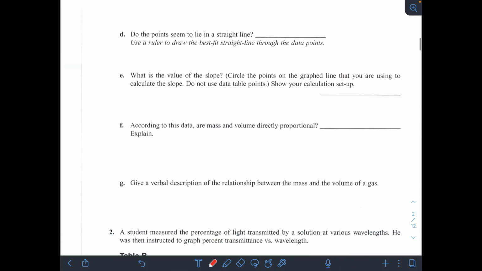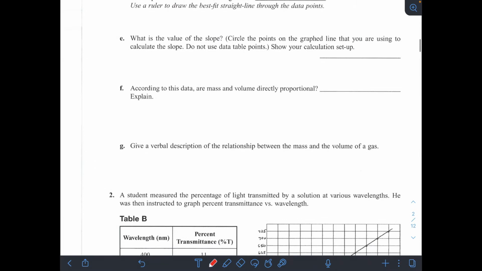All right, then you'll be asked to answer a bunch of questions about your graph. It says, what is the value of the slope? You'll use the point slope formula. Circle the points on the graphed line that you're using. And it also says, do not use the data table points. Okay, so when you make your graph, you're going to use the line, not the data points.